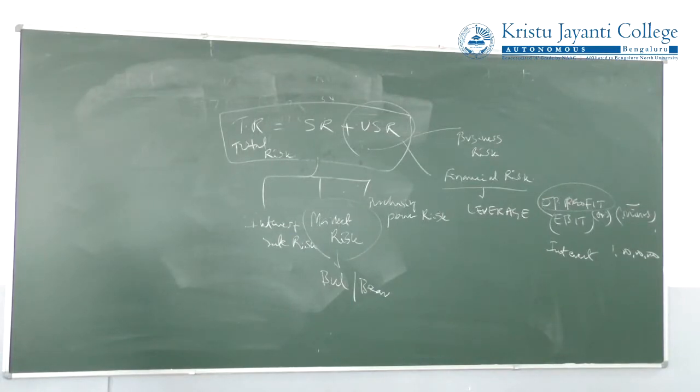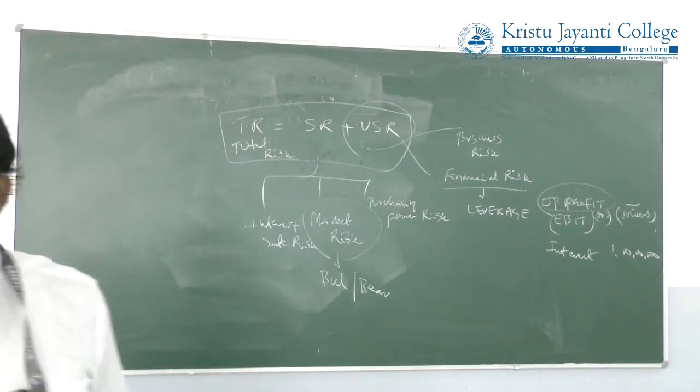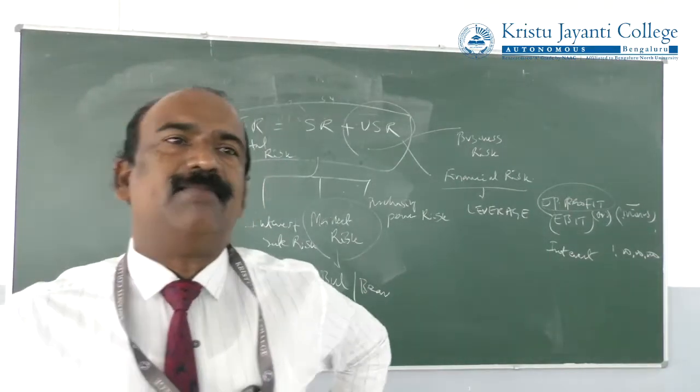So elements of risk. All this we have seen: systematic risk and unsystematic risk, non-reversible factors. Now we need to see the measurement of risk. Next, our discussion is measurement of risk.